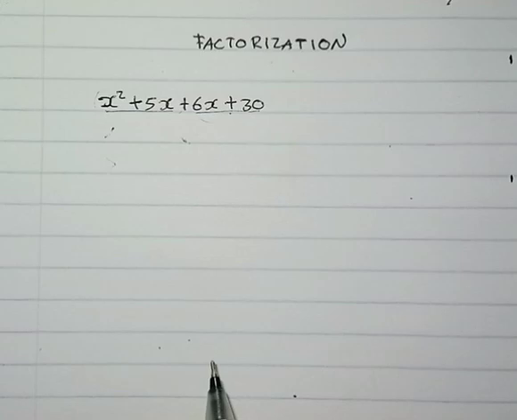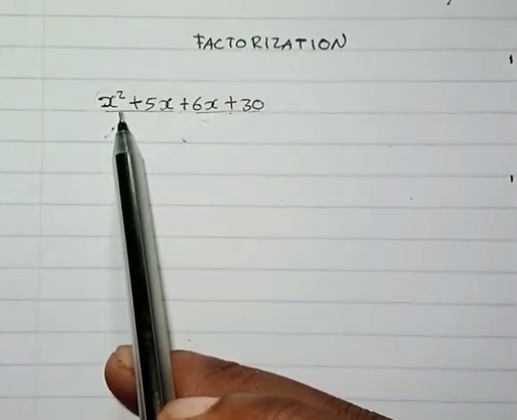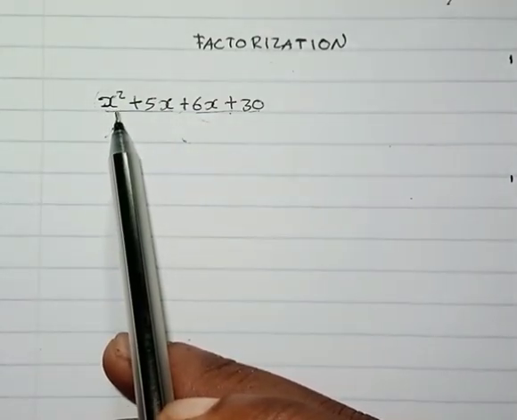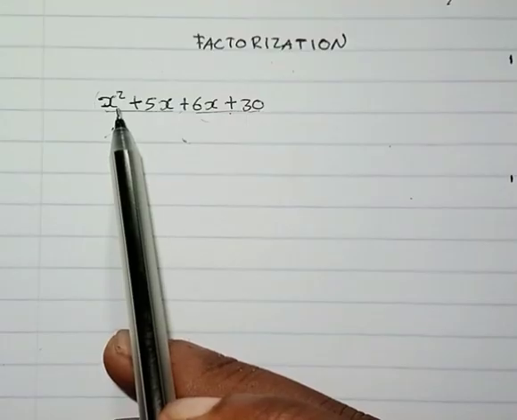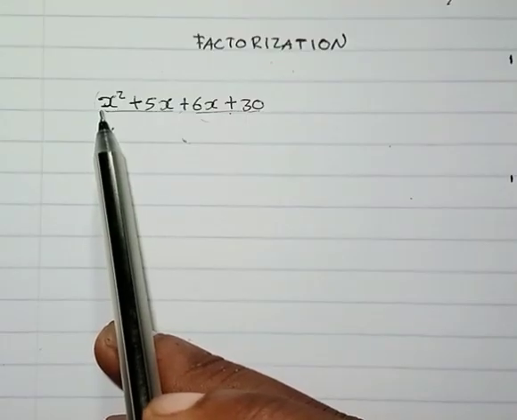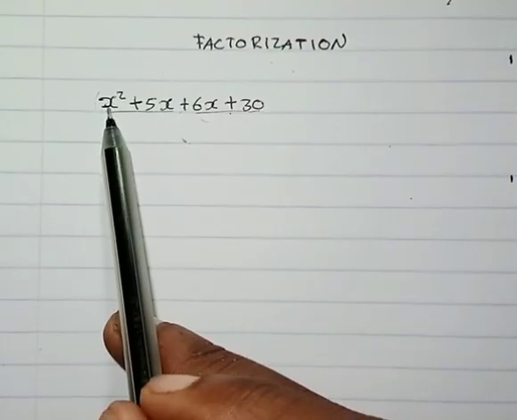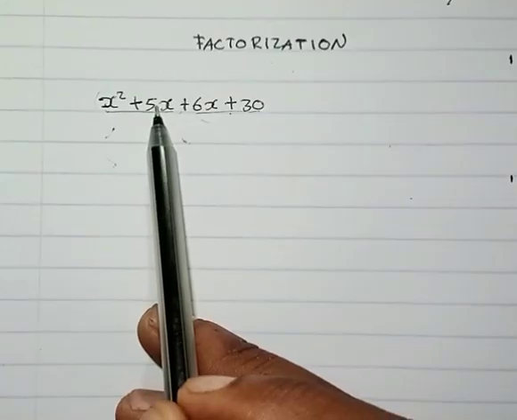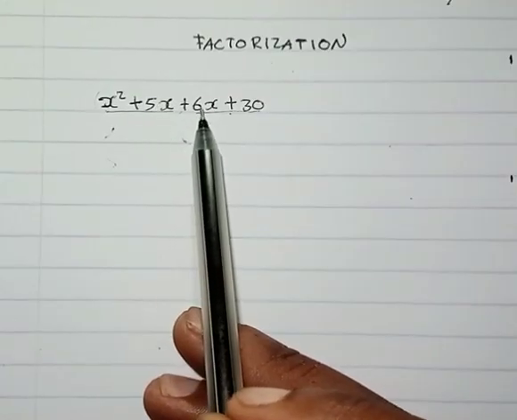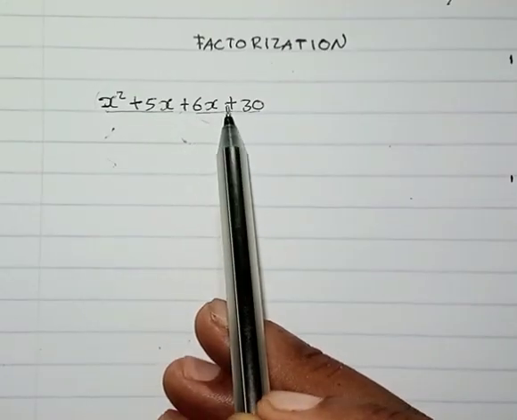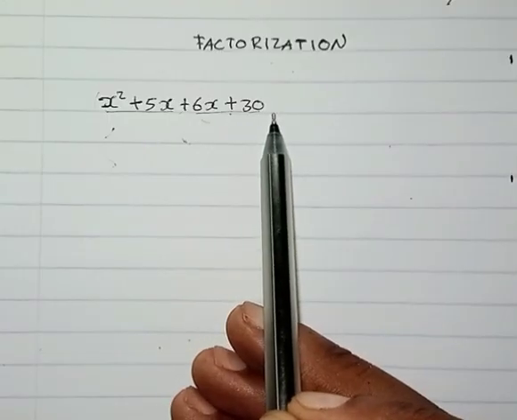Factorize. In this expression, we have four terms. So we are going to group them into two. We have x squared and 5x together. This side, 6x and 30 together.